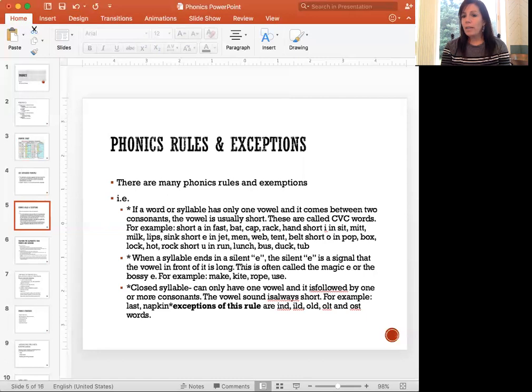The second one is when a syllable ends in a silent E. That silent E is a signal that the vowel in front of it is long, often called the magic E or the bossy E. A closed syllable has an exception to the rule. So a closed syllable can only have one vowel, and it's followed by one or more consonants. The vowel sound is always short, for example, last or napkin. The exceptions to this rule are IND, ILD, OLD, and so on.